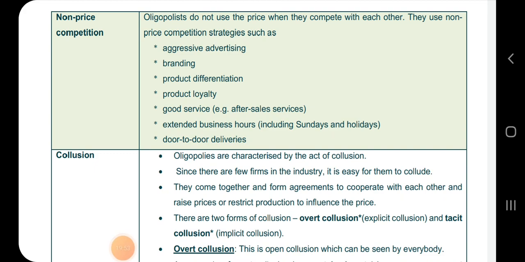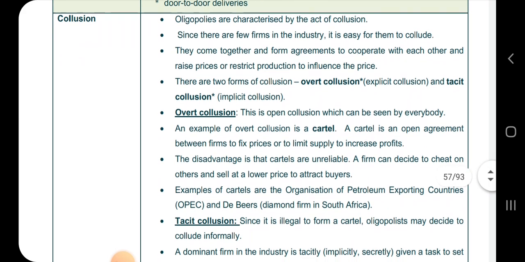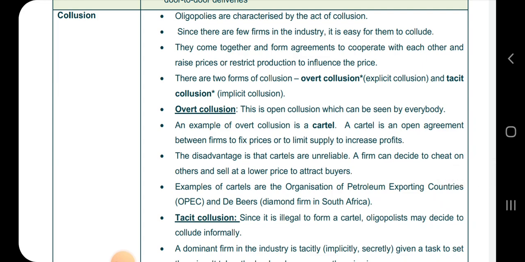Non-price competition. Oligopolies do not use the price when they compete with each other. They use non-price competitive strategies such as aggressive advertising, branding, product differentiation, product loyalty, good service, and extended business hours or door-to-door deliveries, even online. Others have such a great online service that you don't even have to go to the bank. Do everything from the comfort of your home. That's how they push to get many clients. So they never use price. Value is what they intend to sell.